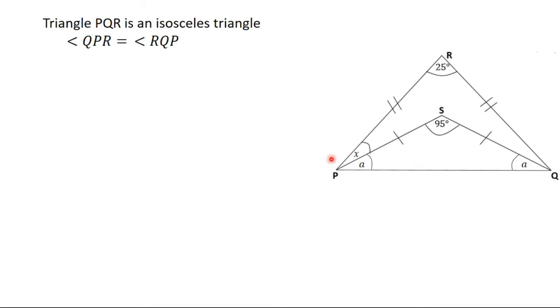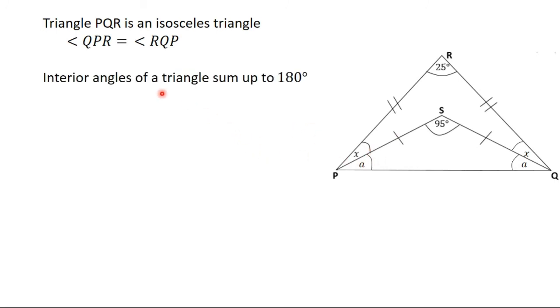Because triangle PQR is an isosceles triangle, if this side here is A and this side here is A and here is S, then here must also be S, because triangle PQR is an isosceles triangle. From here, we can proceed to find the value of S.